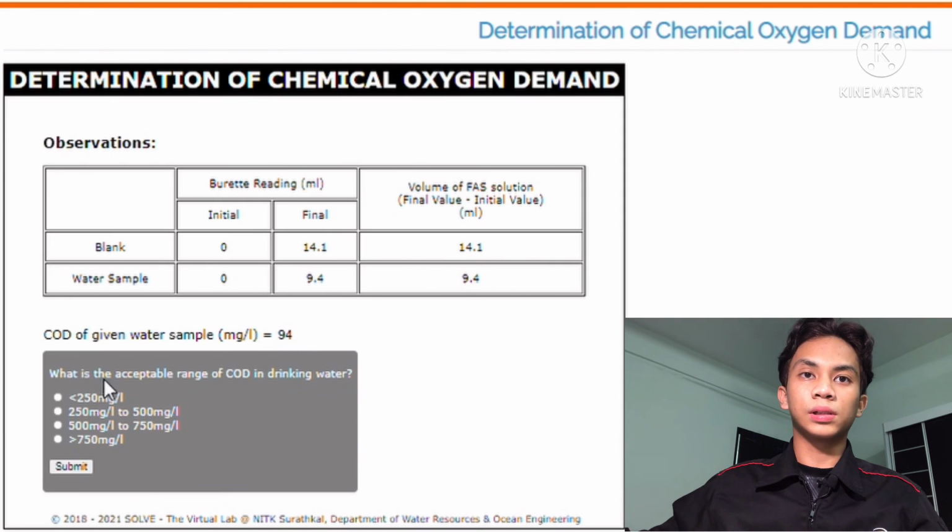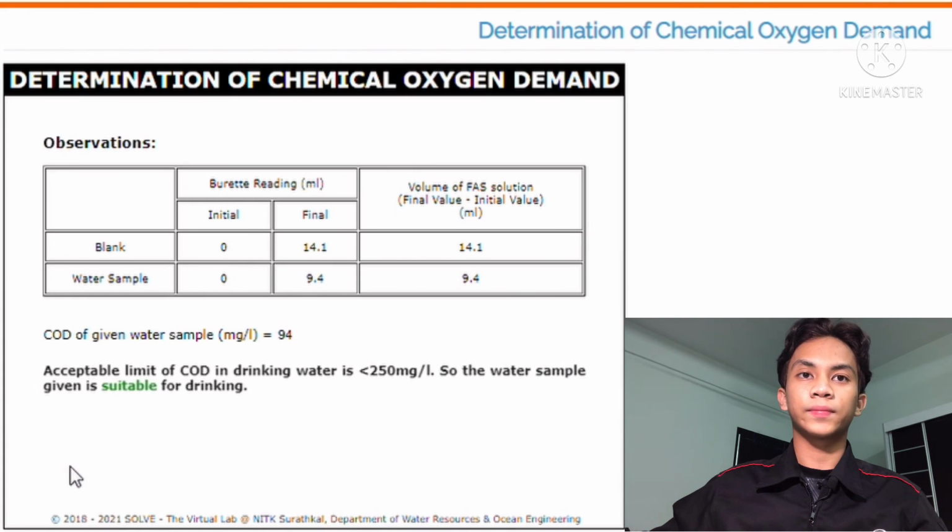What is the acceptable range of COD in drinking water? And the answer is less than 250 mg per liter. Acceptable limit of COD in drinking water is less than 250 mg per liter.